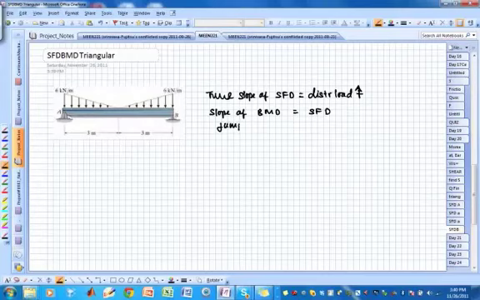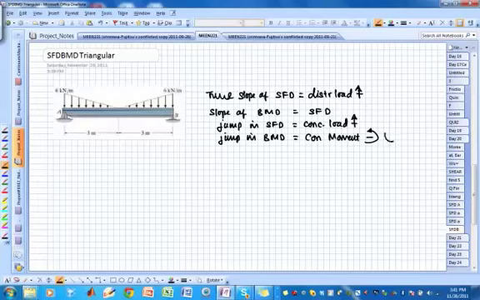Jump in SFD equals concentrated load, upwards positive. Jump in BMD equals concentrated moment, counterclockwise negative, clockwise positive. Okay, so those are our rules.